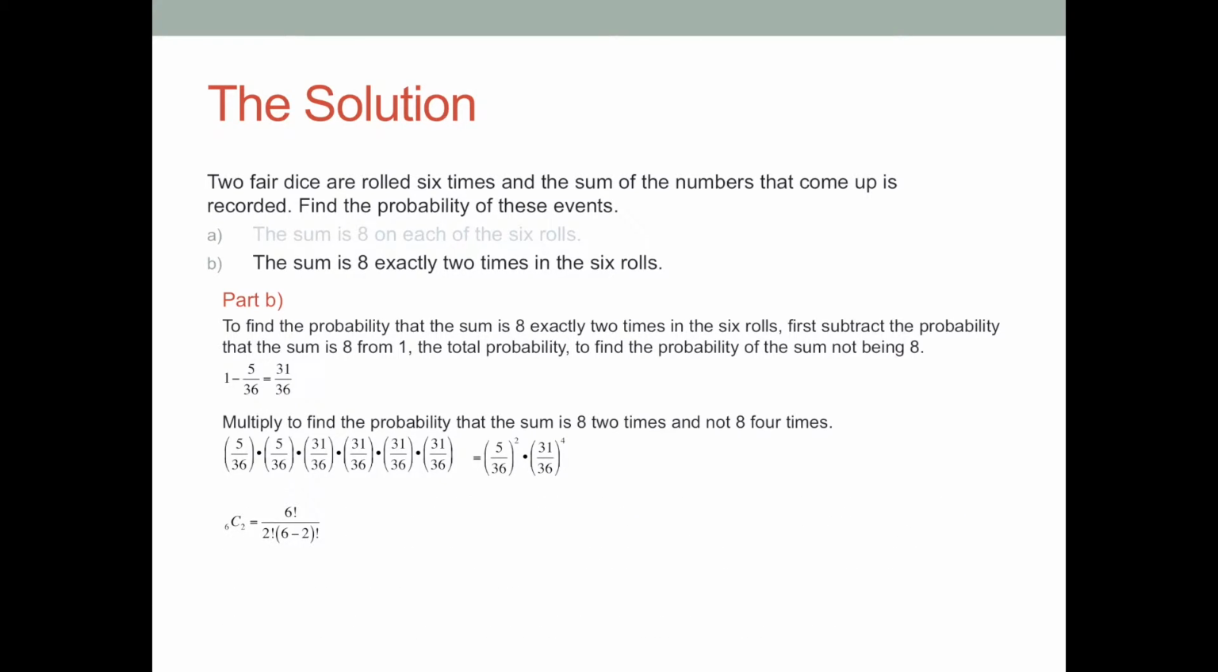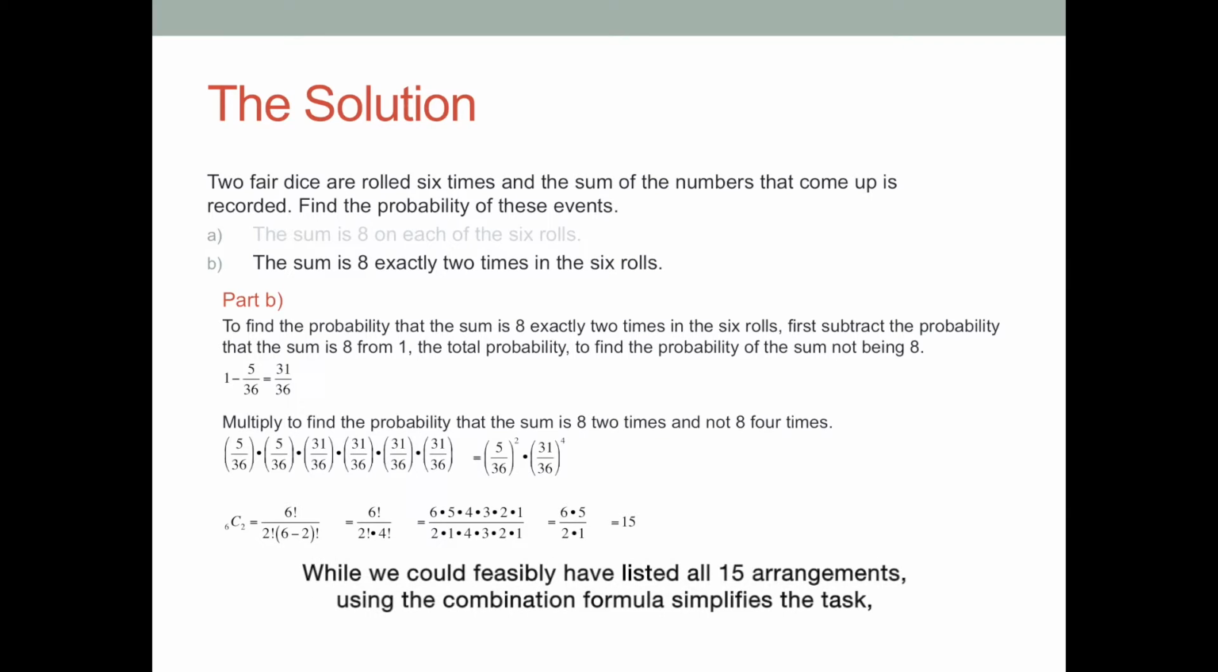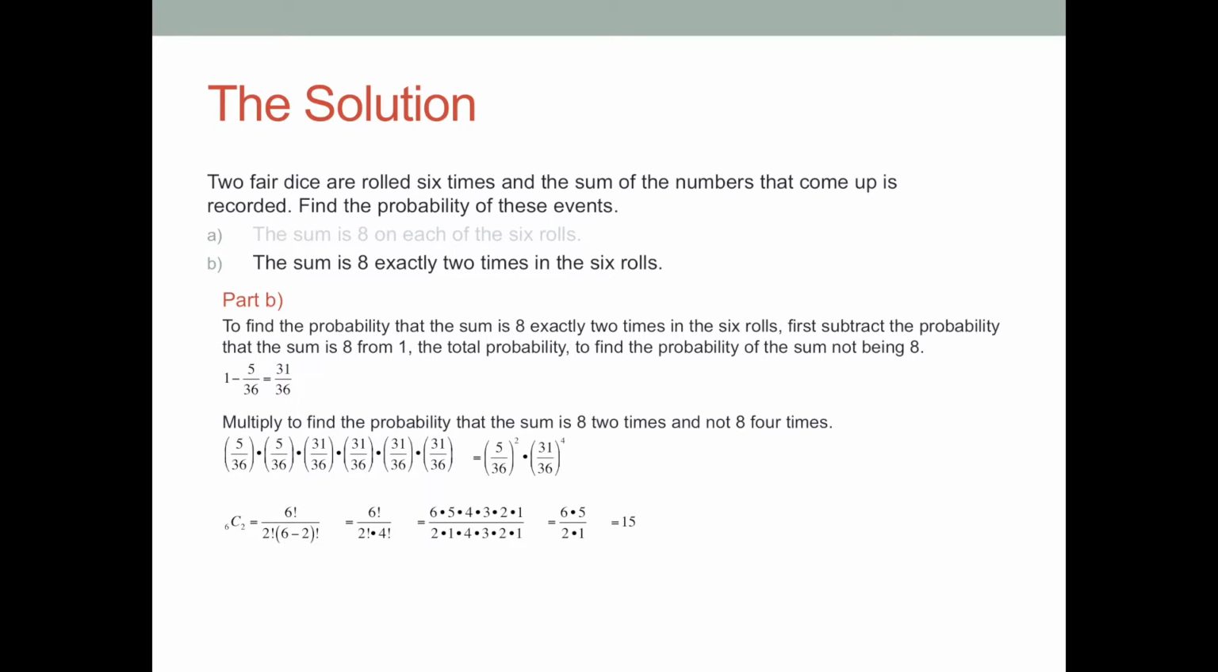That's 6 factorial divided by 2 factorial times 4 factorial, which, after expanding out the factorials and reducing, leaves us with 6 times 5 divided by 2 times 1, or 30 divided by 2, or 15. While we could feasibly have listed all 15 arrangements, using the combination formula simplifies the task and ensures that we don't overlook one of the possibilities.